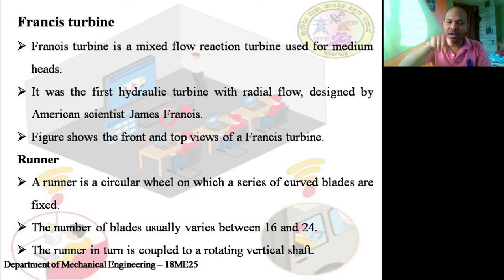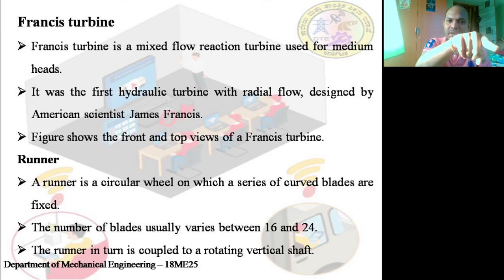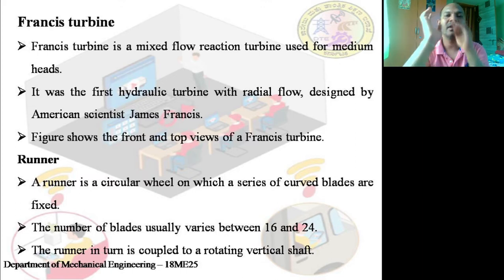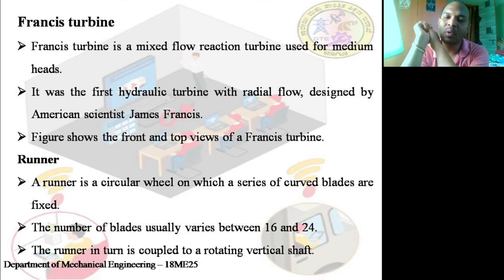It can be inward or it can be outward, but it enters radially and leaves axially. So this is what a mixed reaction flow turbine is, for a medium head. Medium head comes under the category of what? 50 meters to 150 meters. It falls between 50 meters and 150 meters. Low head means less than 50 meters.